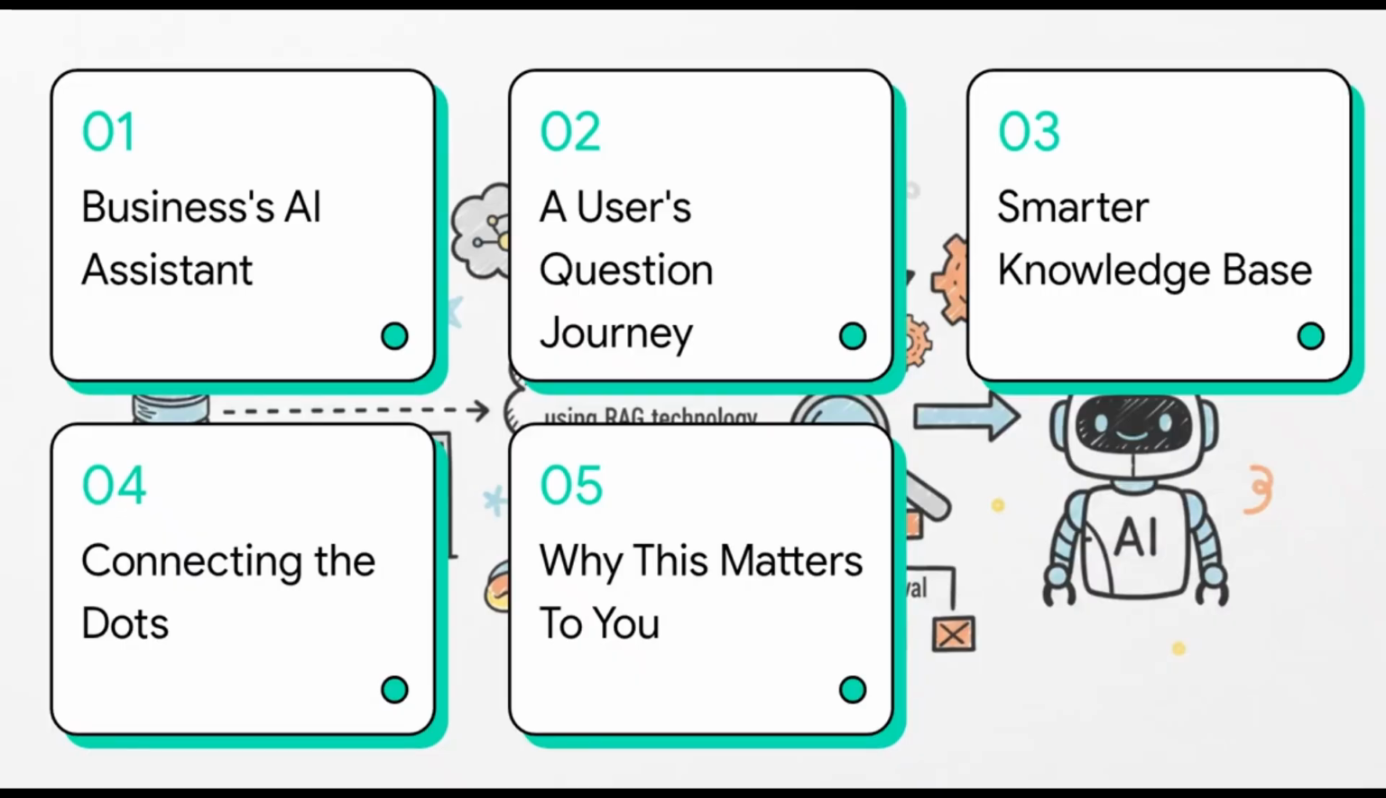So here's the game plan. First, we'll cover the big idea behind a custom AI assistant. Then, we're going to follow two different paths at the same time. One is what happens when a user asks a question, and the other is how the AI's brain gets built and updated, all automatically. And then we'll tie it all together and talk about why this is such a game changer for pretty much any business.